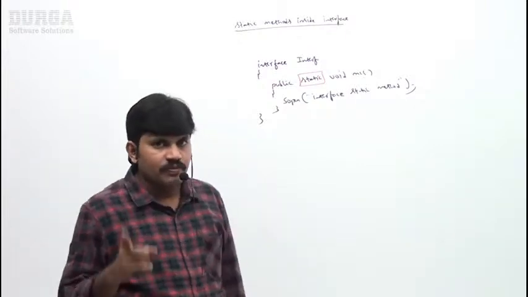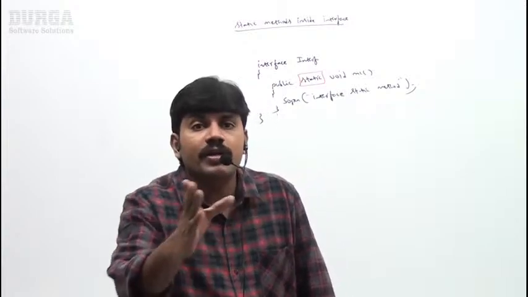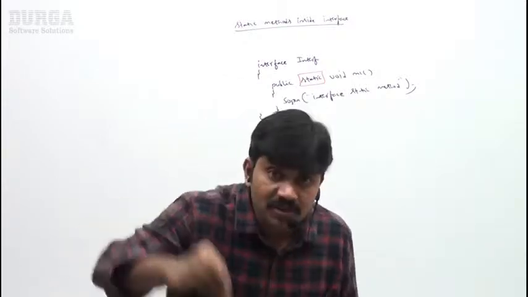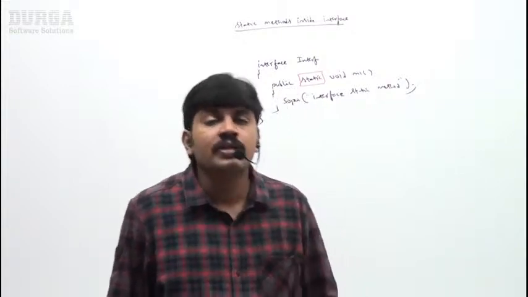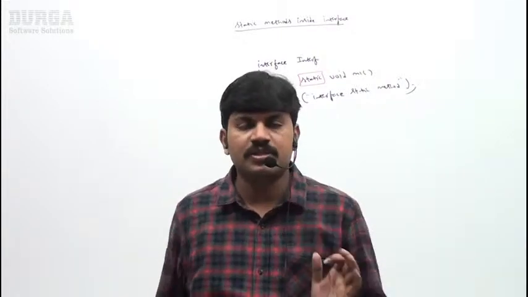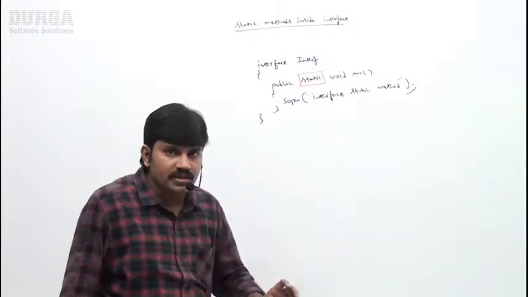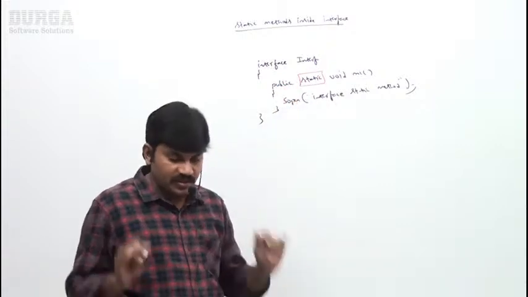Point number 1: from version 1.8 onwards, inside an interface we can declare static methods, no problem at all. What is the purpose of declaring static methods inside an interface? Just to define general utility methods. For that purpose we can go for interface static methods.